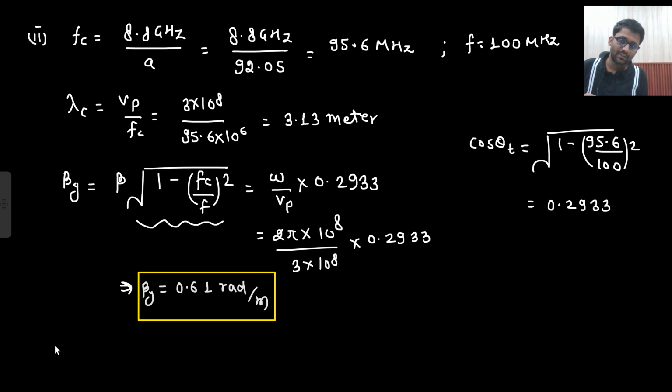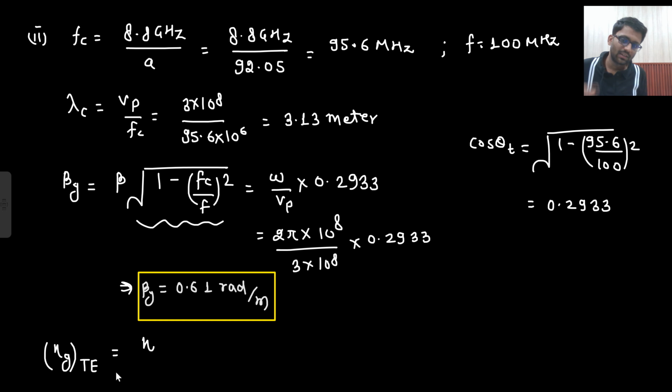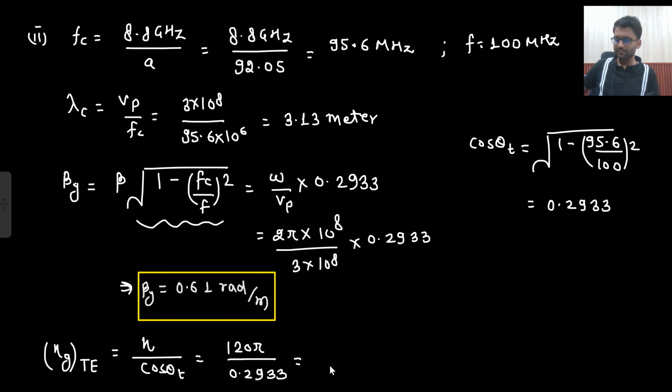What else do we need to find? Eta g. Which mode is it? It is your TE11 mode, so it is your TE mode. So what would be the answer? For TM, you need to multiply by that factor. Otherwise, for TE it would be eta divided by cos theta T. So that would be 120 pi divided by 0.2933. 120 into pi divided by 0.2933. So what are you getting?